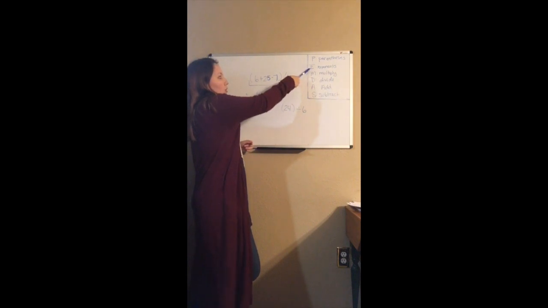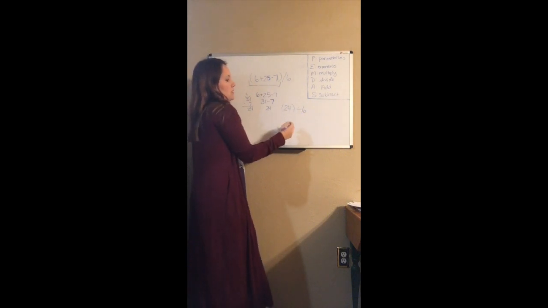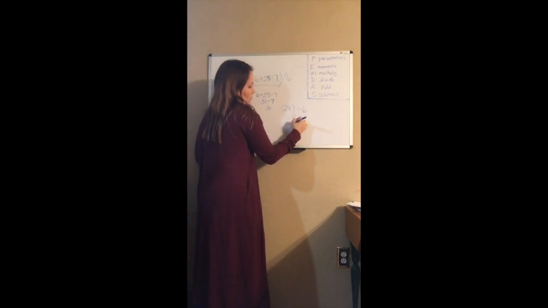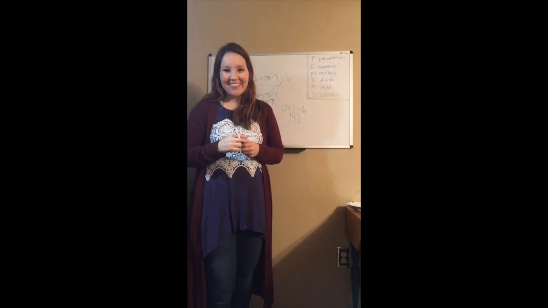So keep going. No exponents, no multiplication. We have division. So we have 24 divided by 6. 24 divided by 6 will give us 4. So you should have gotten 4. So try this next one on your own.